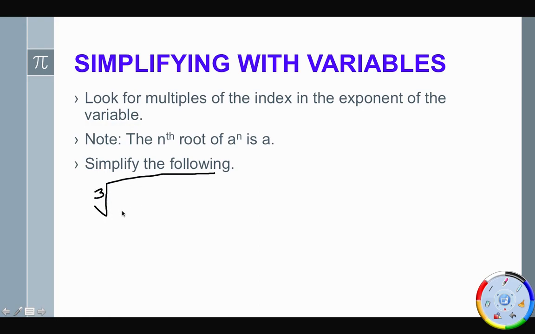What about the cube root of 16 x to the fifth y to the sixth? All right, so we need to know about 16, and we need to know if there's a cube root or a cubic number inside of 16. Something to the power of 3 equals 16.